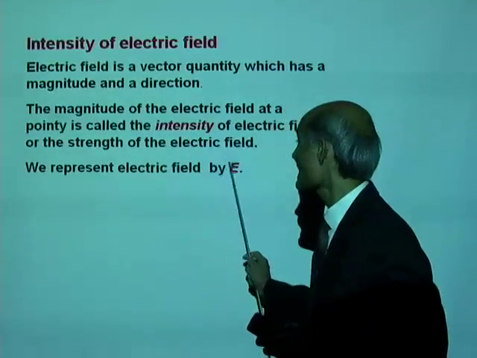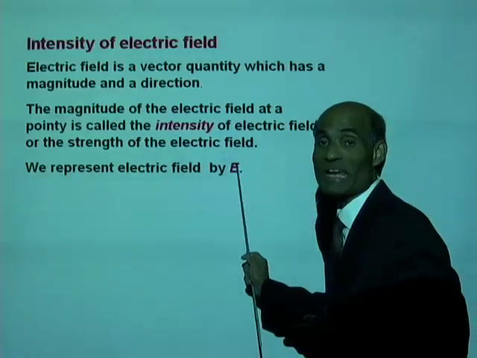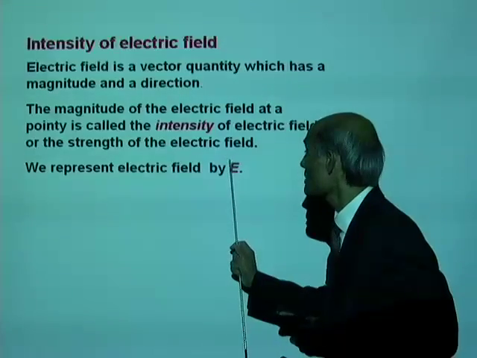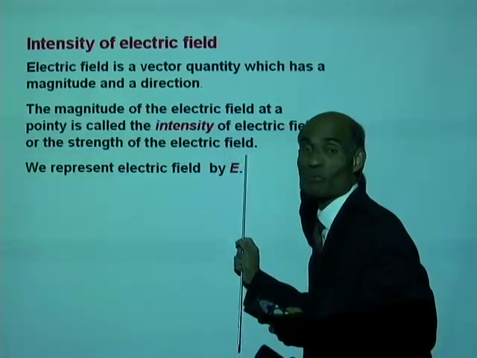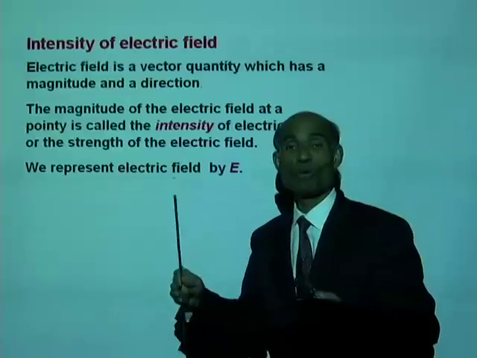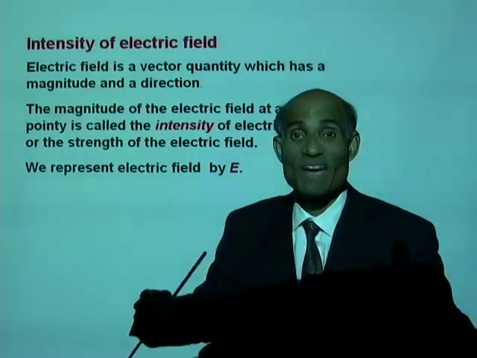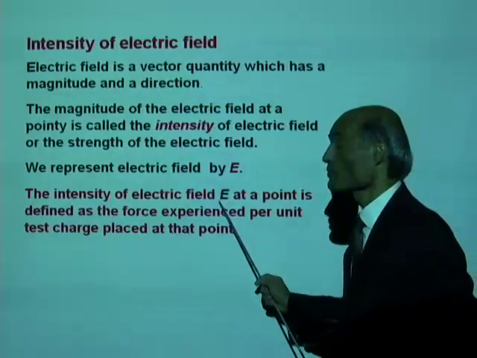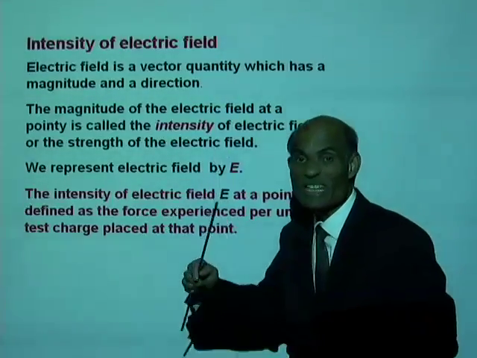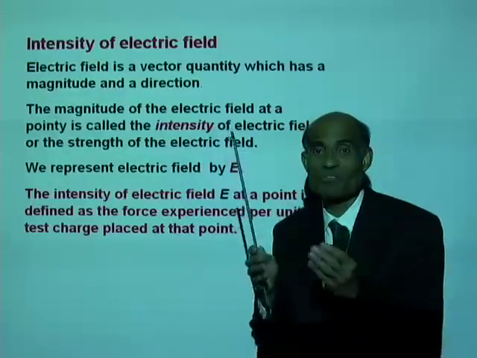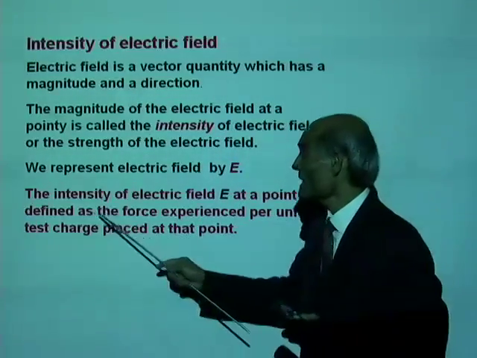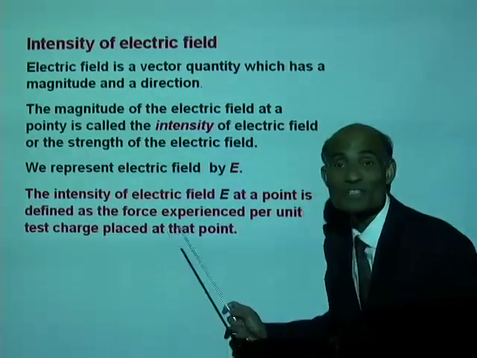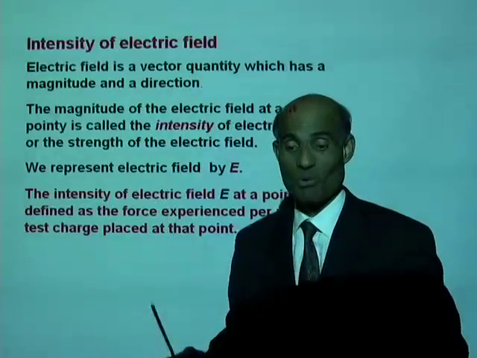Now we will represent the electric field by the letter E. And when we use a vector, we will represent this by an arrow at the top. So E with an arrow will be the electric field vector. The intensity of electric field E. So at the moment we are only considering the intensity, the magnitude of the electric field. Now how is it defined? It's defined as the force experienced per unit test charge placed at that point.